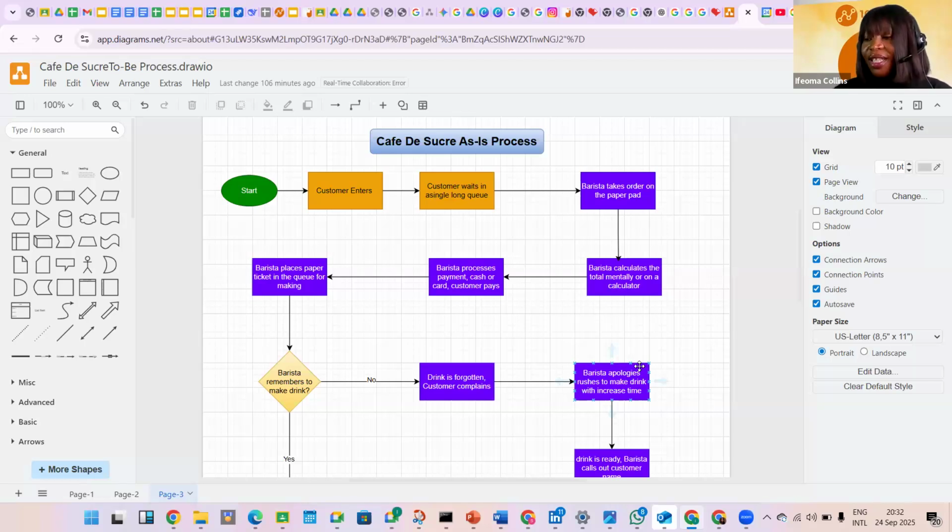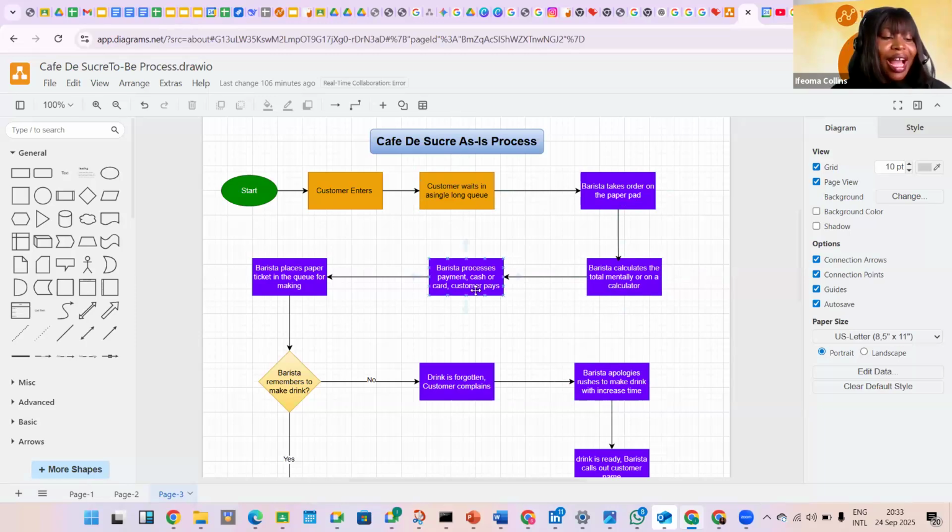No, of course. Because there's a lot of bottlenecks in this process. The customer enters, there's a long queue. Now, they take orders on paper. This can cause a lot of mistakes. The barista calculates manually. Mistakes can also come from here because of pressure. You can see there's a lot of bottlenecks.